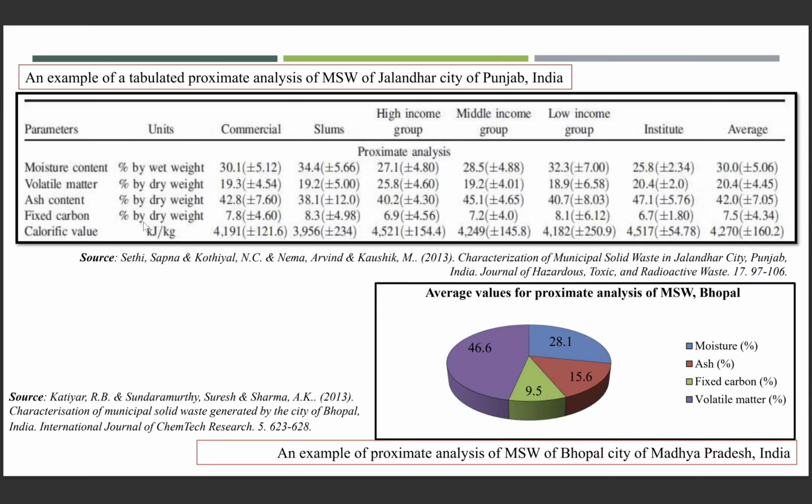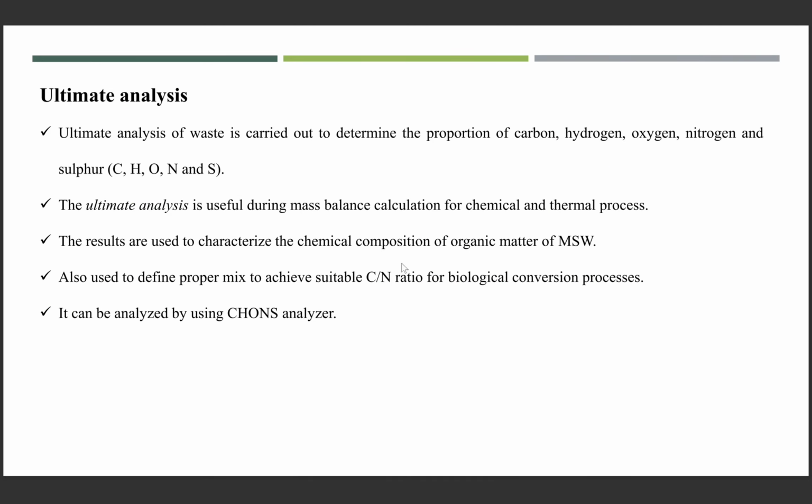These are the data for moisture and volatile matter content, fixed carbon, and calorific value for waste from different income groups from the city of Jalandhar, one of the cities in Punjab. Let's move to the next.